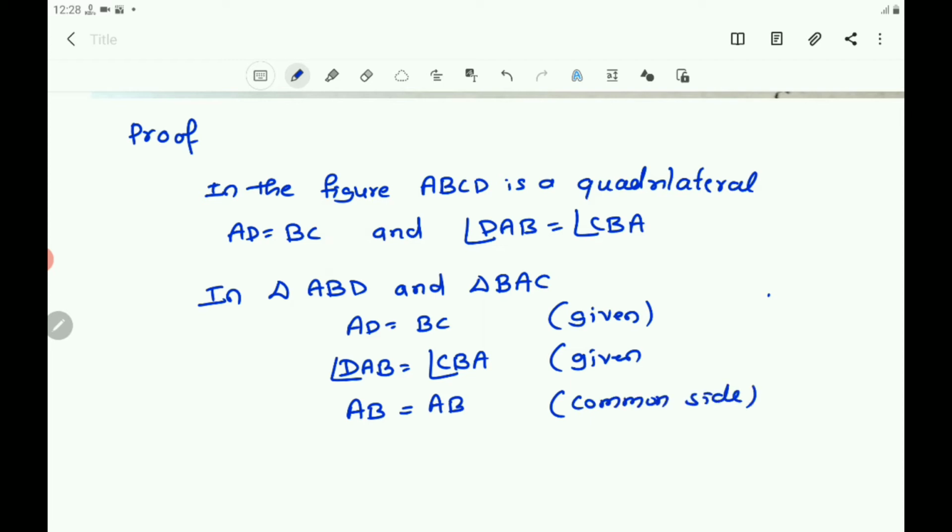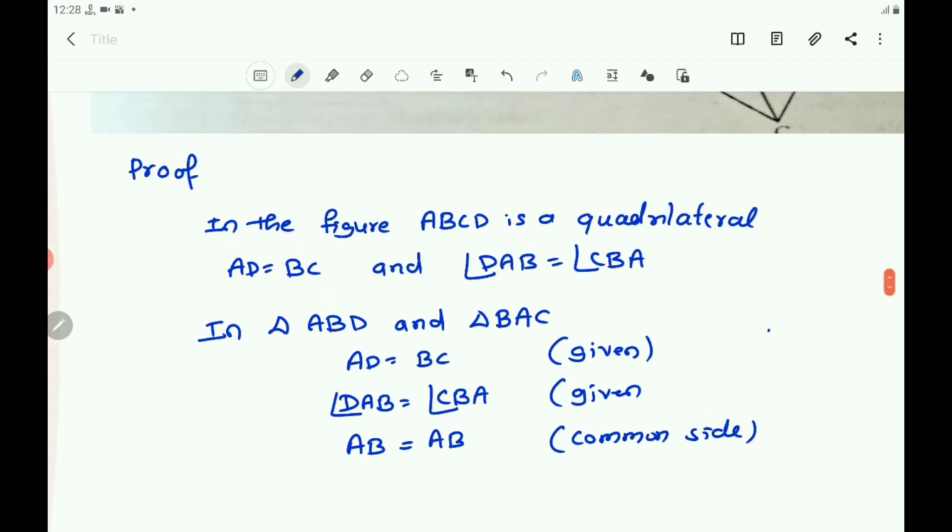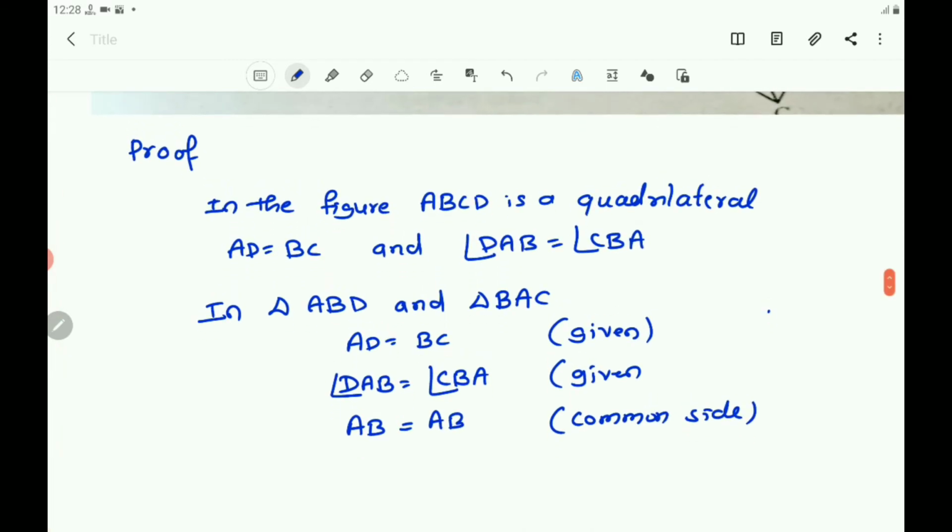That is the side of both the triangle ABD and BAC. Now here you can use the SAS postulate, SAS congruence rule, and you can write that the two triangles are congruent. Which two triangles? Triangle ABD is congruent to triangle BAC.